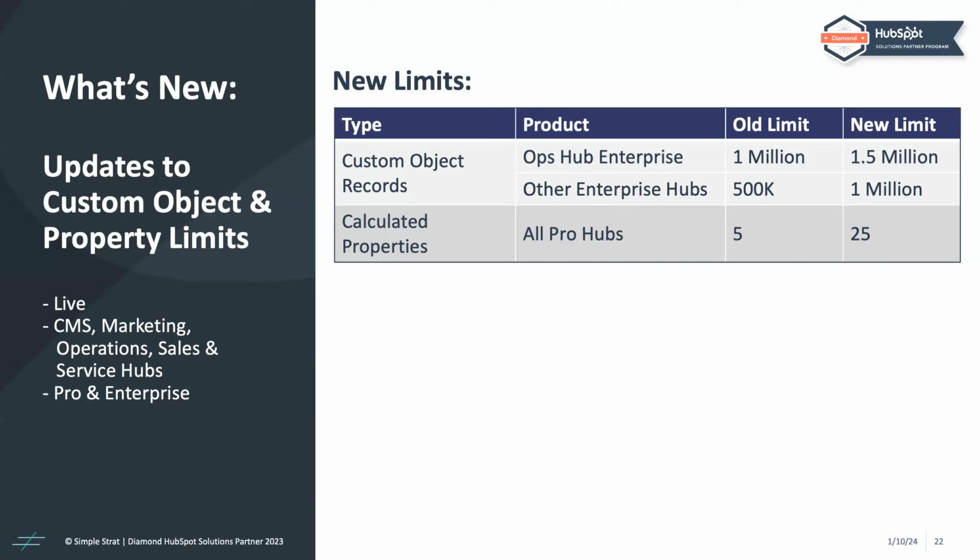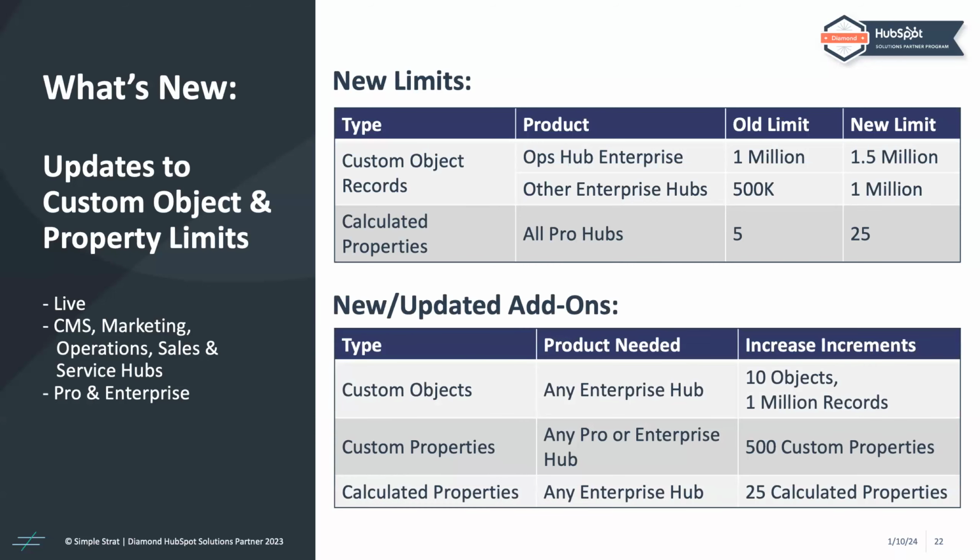And then the change that I'm more excited about is calculated properties. We're going to talk about the use cases for those in a second. But up until now, you could only have 5 at the Professional level, which really limited what you could do with them. I think there are a lot of great ways to use them, so I'm really excited about this. You can now have 25. They 5x'd the amount of calculated properties you can have on the Professional level.